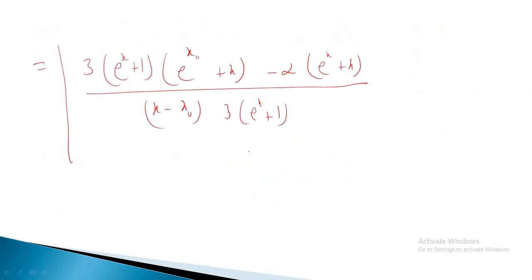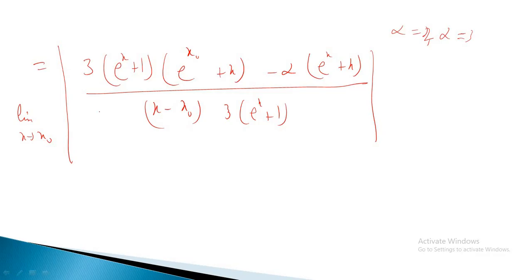Now we have to find the limit of this expression when x tends to x naught. When x tends to x naught, we have to find the value, and we also have to check whether alpha is equal to 2 or alpha is equal to 3. Let us first see what happens if we put the limit.